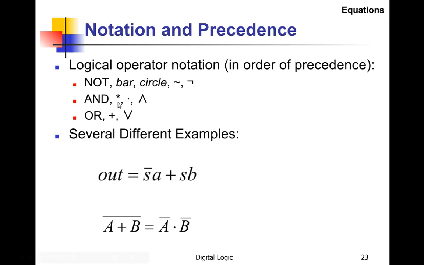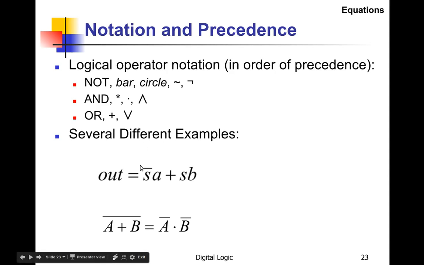For the and symbol, sometimes people use a star or a dot, like multiply. Sometimes people use an upside down V, and sometimes people also use an upside down U for intersection. For the or symbol, people usually use a plus, or sometimes a V symbol, or sometimes a U symbol.